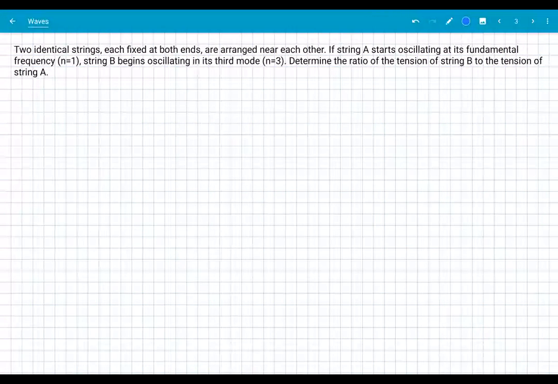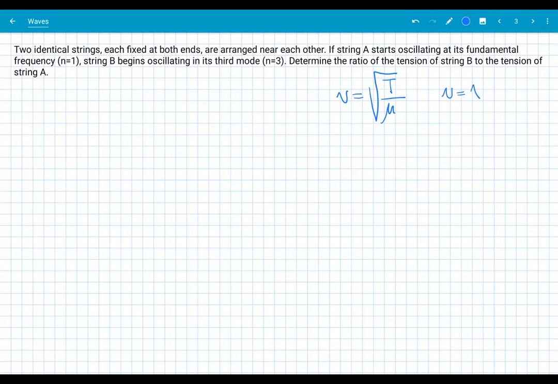If string A starts oscillating at its fundamental frequency, string B begins oscillating in its third mode. And then we're asked to determine the ratio of the string tensions. So let's back up for just a second, and first of all, think about what equations are useful here. Wave speed on a string: wave speed is equal to the square root of tension divided by the linear density. And then, of course, the all-important relationship between wave speed, wavelength, and frequency comes in super handy.